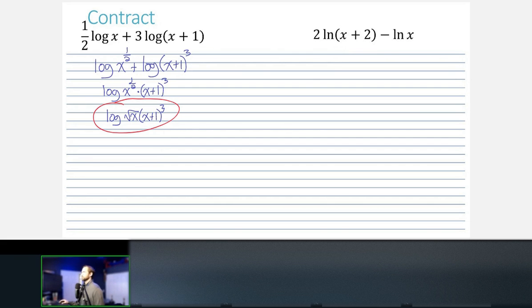Yep. So the answer is the natural log of x plus 2 squared over x. All right. Do I need to show this work, or are we good? This is a fairly simple one. I can't imagine anybody would want to see this one.